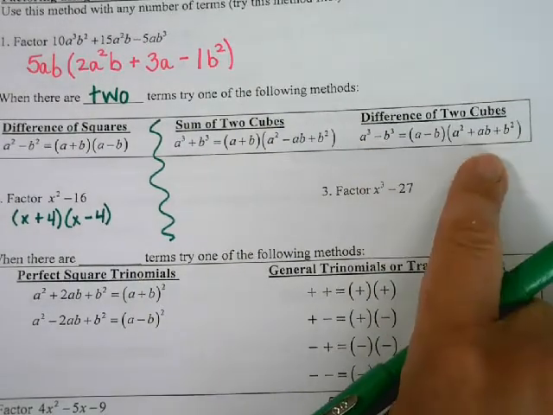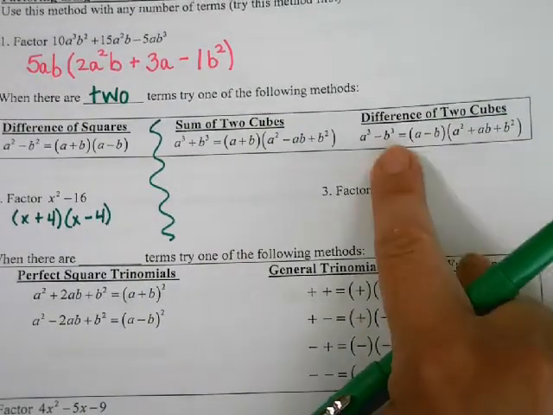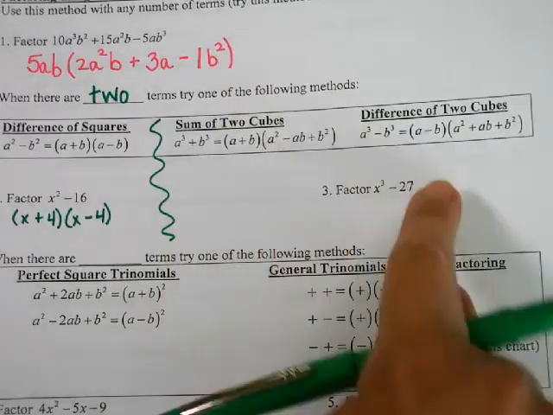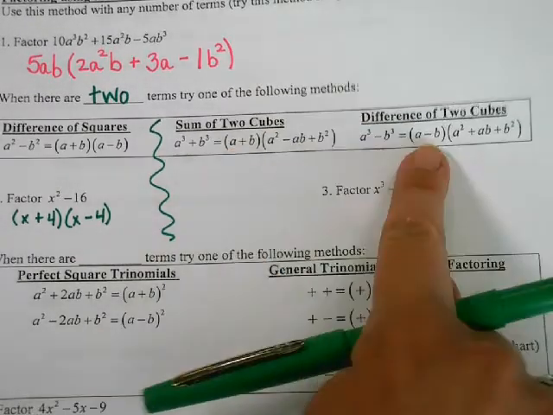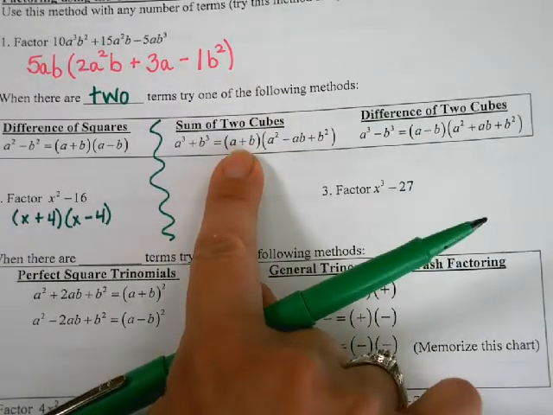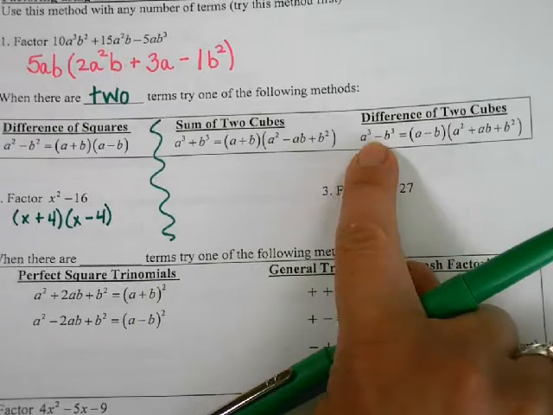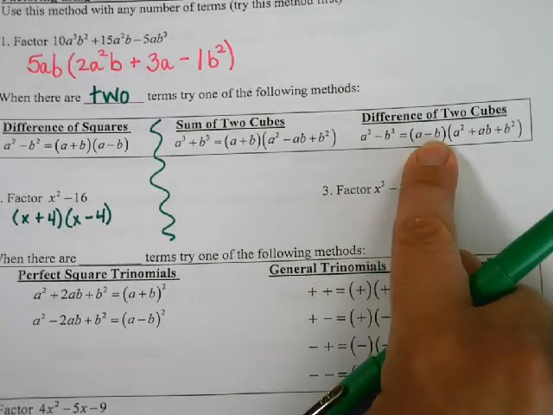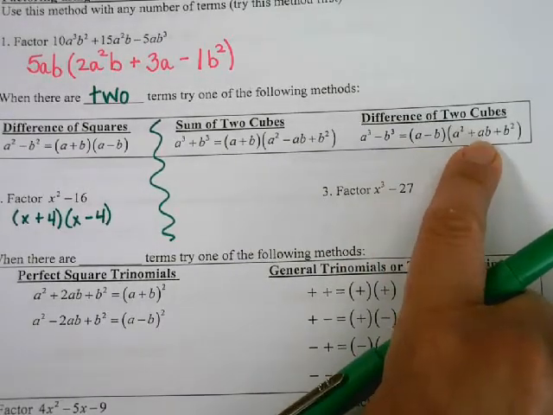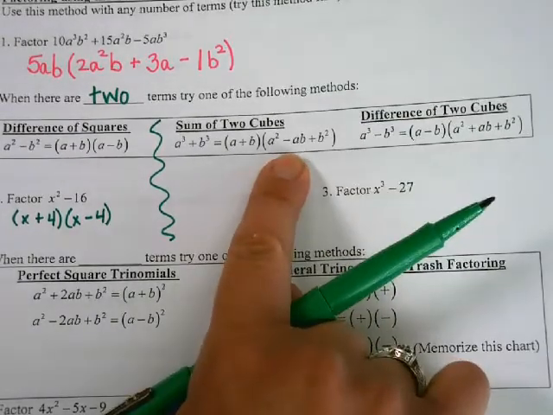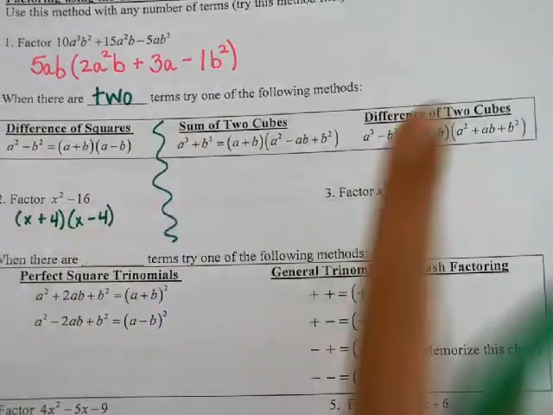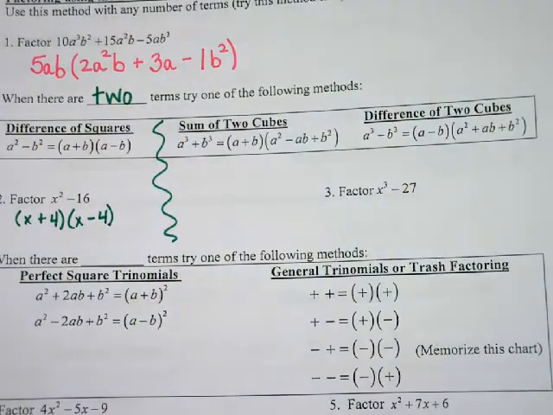If you notice, these two are almost essentially the same exact formula. The only thing that changes are where the signs are. So that guy's a plus, that guy's a plus. That guy's a minus, that guy's a minus. That guy's a plus, that guy's a minus. Do you see that? It's the same formula. So if you just remember the formula, you should be okay.